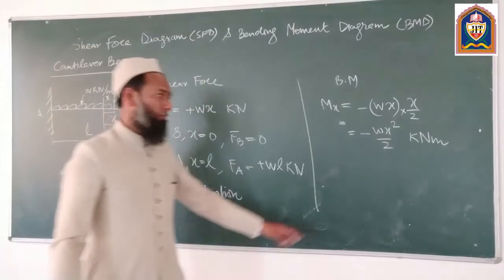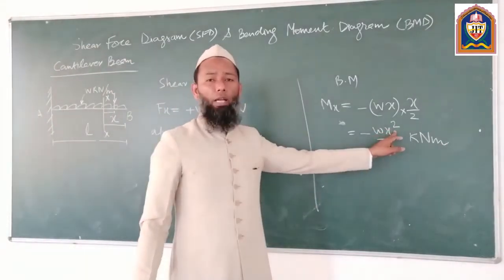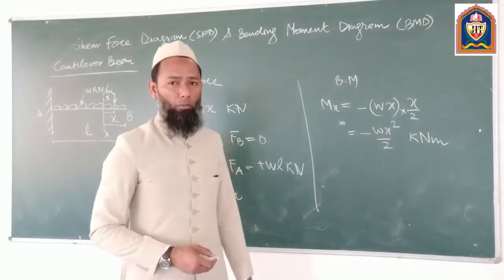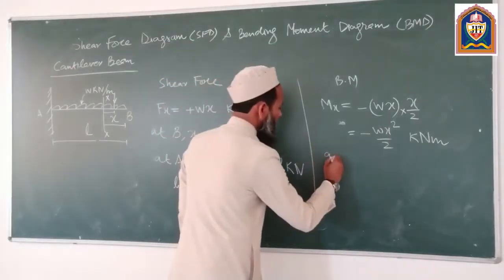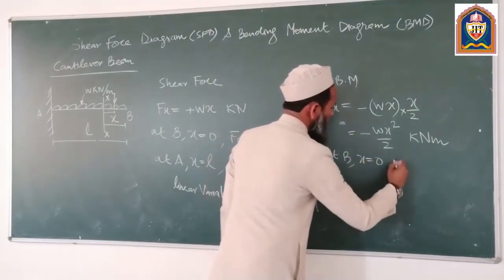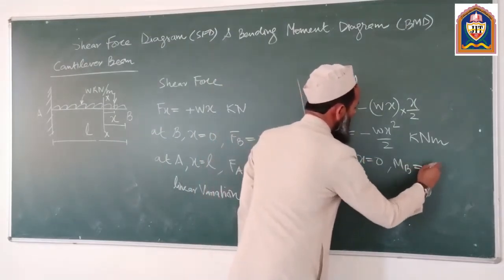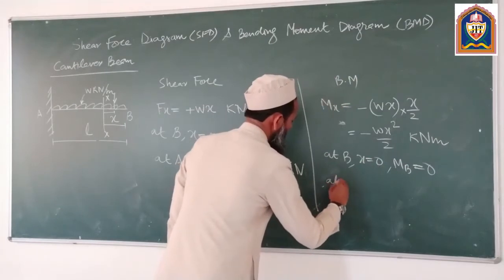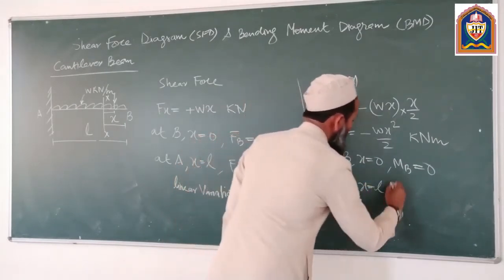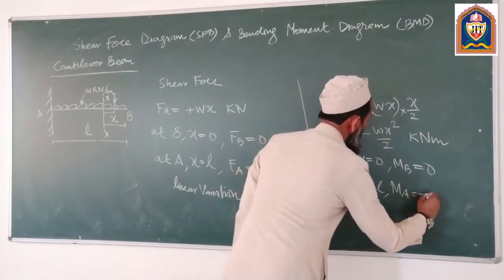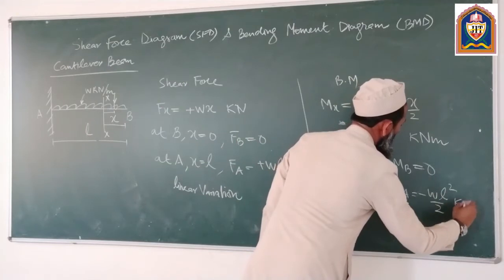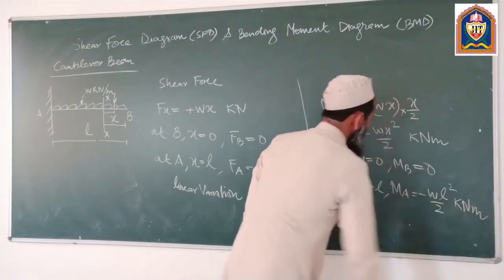As you are seeing, the power of x is 2, so it will be a parabolic variation. We have to keep this in mind while drawing the bending moment diagram. So at point B, x is equal to 0, so MB is equal to 0. At A, x is equal to L. So M at A is minus W L square by 2 kilonewton meter.